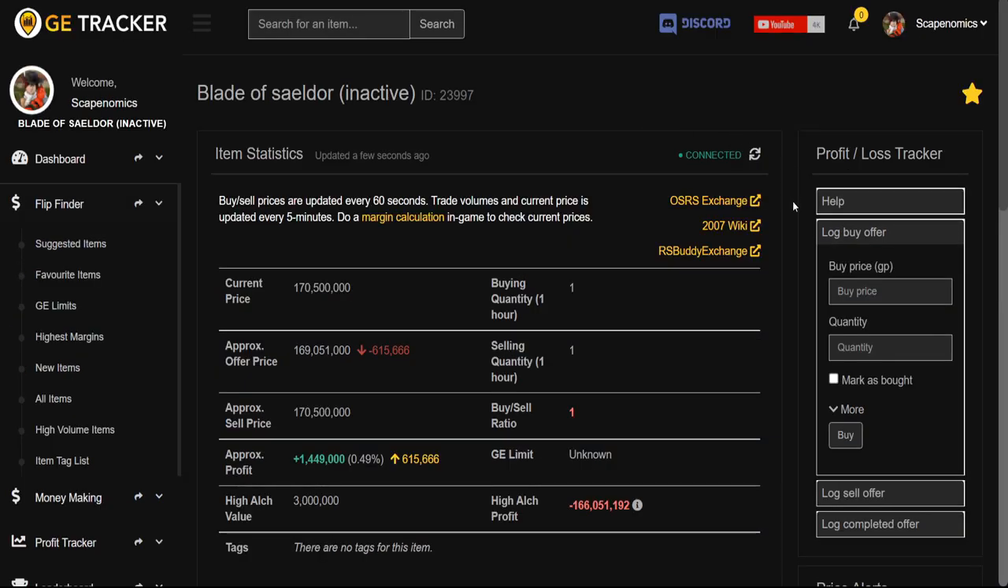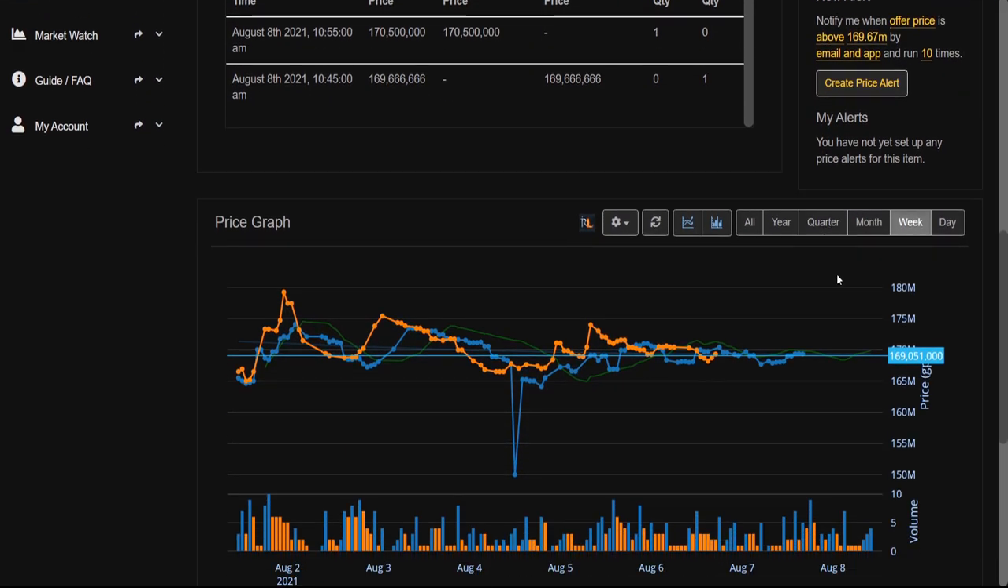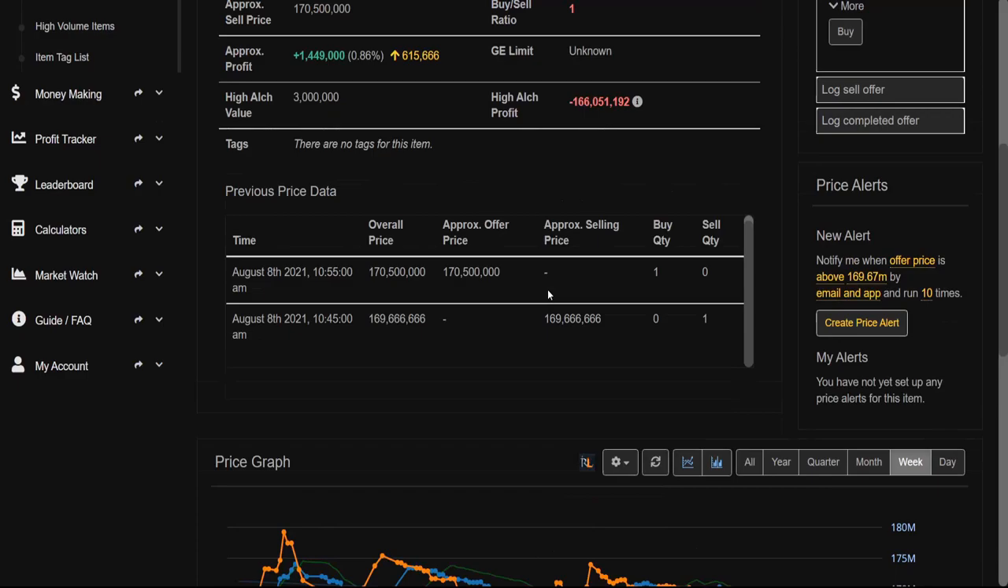When I'm looking for high margin, low volume flips, I am looking for items that have been consistently performing between a set margin. I'm not looking for those massive fluctuations where you can make bank, because while you can make bank, you can also get crushed and lose a ton of money if you mess it up. So I'm looking for items that have been trading very consistently and very straight. So the Saildor is a great example of this, and that's why I'd like to flip it.